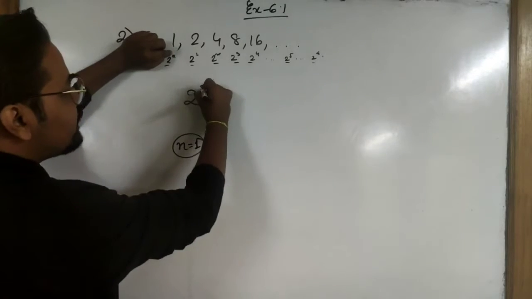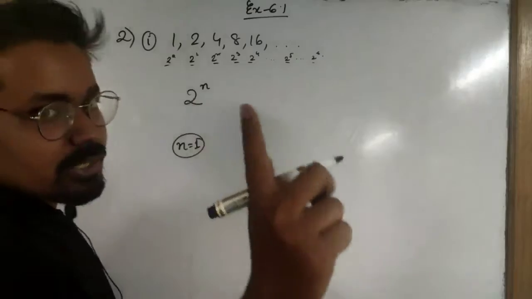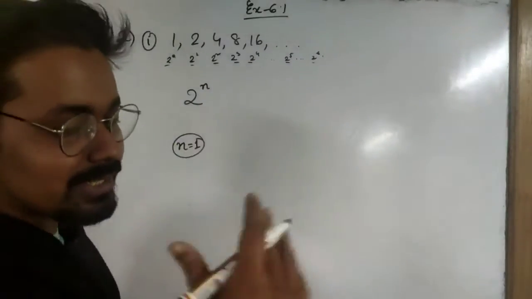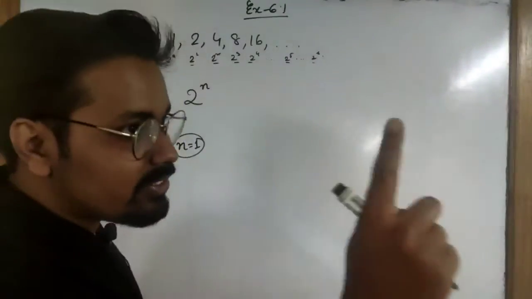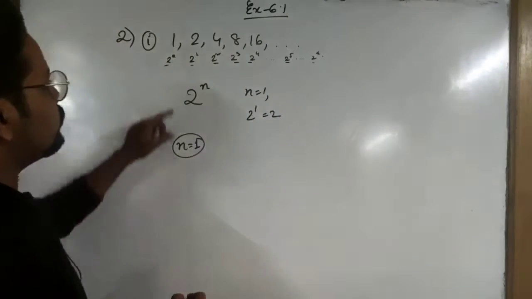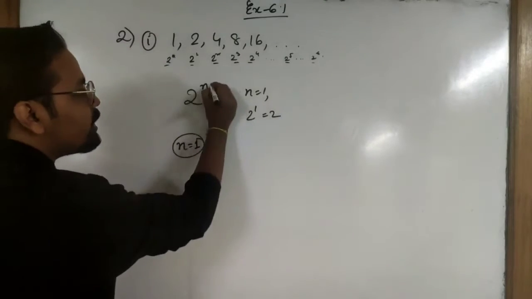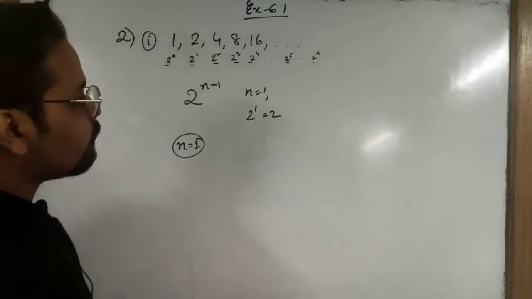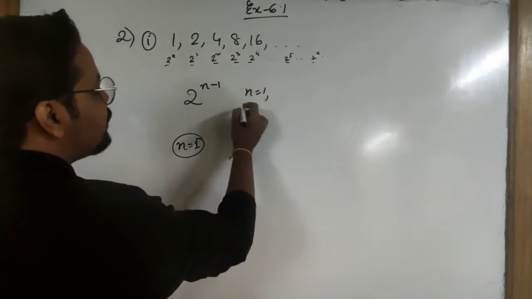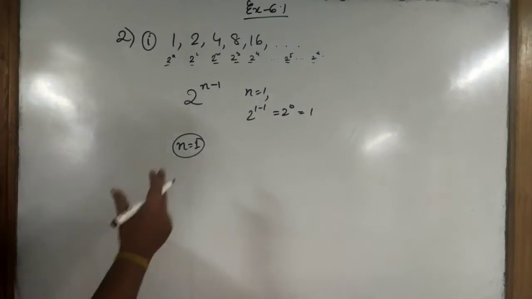So if I write the general term as 2 to the power n, will it work? Check it out. n means the nth term. So for n equal to 1, if I want to find the first term, 2 to the power 1 will be 2. So is it the first term? No, the first term is 1. That means if I subtract 1 from this, what will happen? For n equal to 1, the power will be 2 to the power 1 minus 1, that is 2 to the power 0, which becomes 1. Now let's check the others.